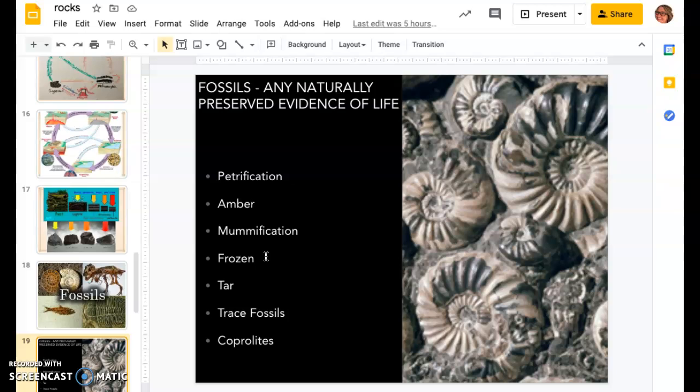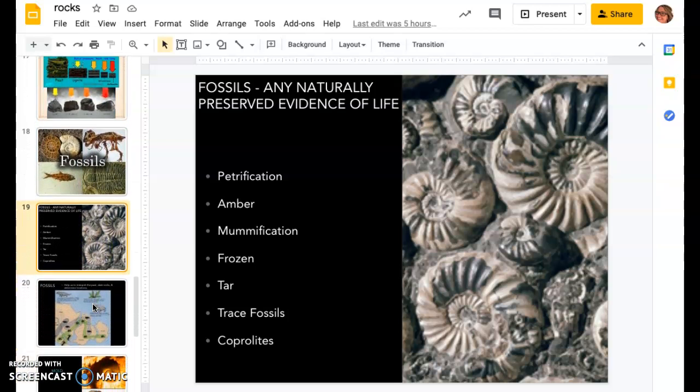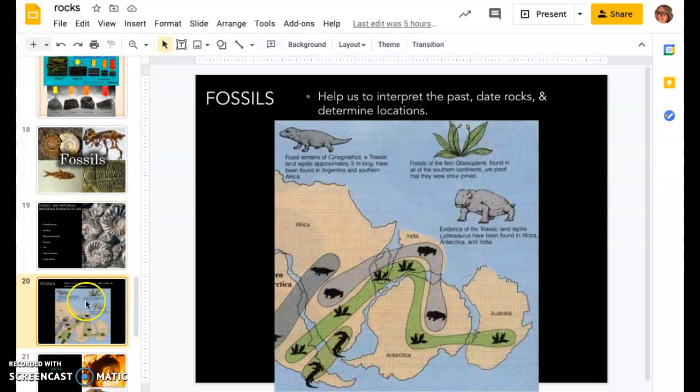We don't expect to find fossils in igneous rocks because when we have our melted magma and lava, any evidence of life would have been destroyed at those high temperatures. We rarely find them in metamorphic rocks due to the heat and pressure that is exerted on those as well. So fossils are any naturally preserved evidence of life, and they're primarily found in sedimentary rocks.